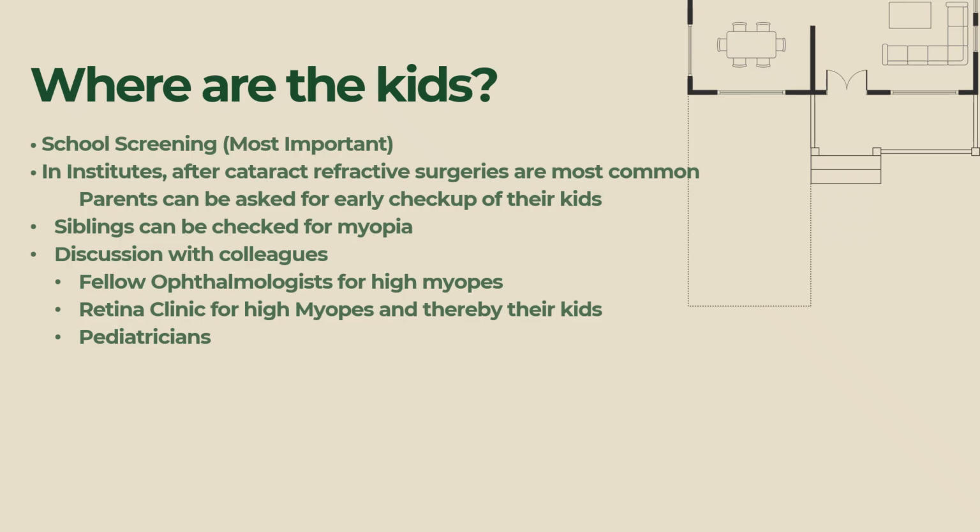It may not help, so you should not think, why is school screening not working for me? Then you have to move on to other avenues, like institutes. If you are in a group practice, or if you have a LASIK practice, or a cataract-refractive joint practice where there is a retina surgeon also, the patients coming for LASIK, for refractive surgeries, obviously have kids who would be myopes, because they are coming for surgery for myopia, and you can put up a signboard that myopia is progressive, your kids may have myopia, and their siblings and kids should be checked for myopia.